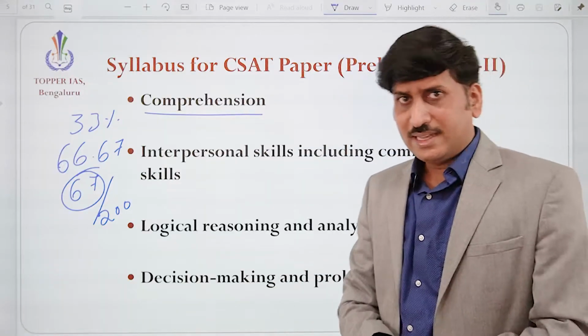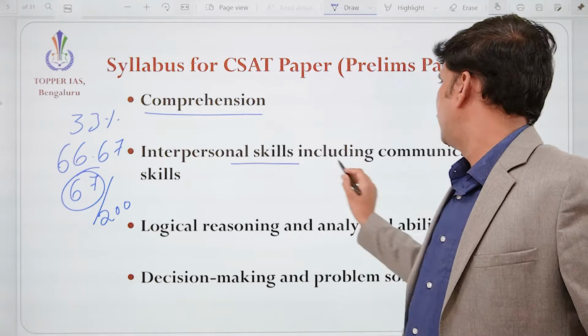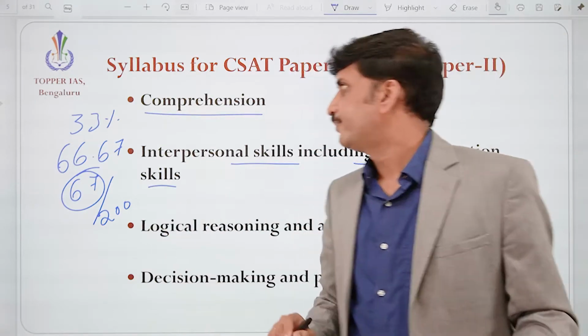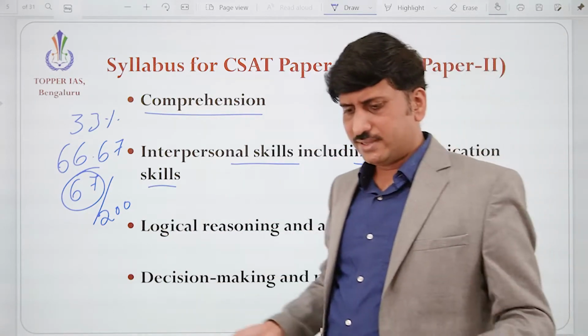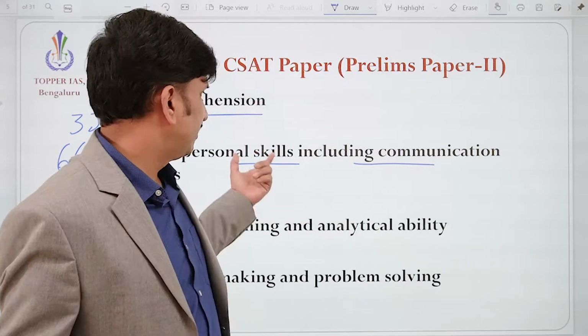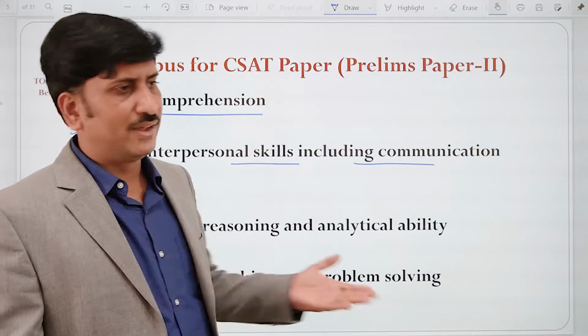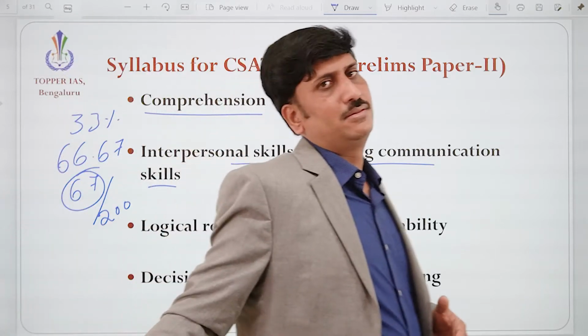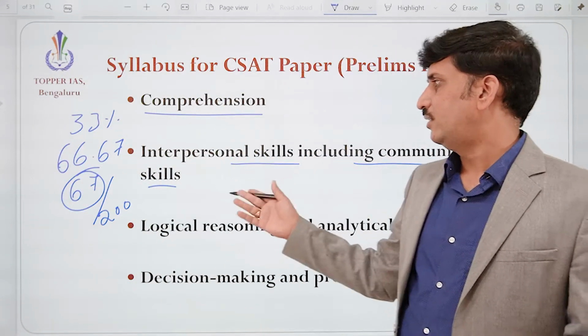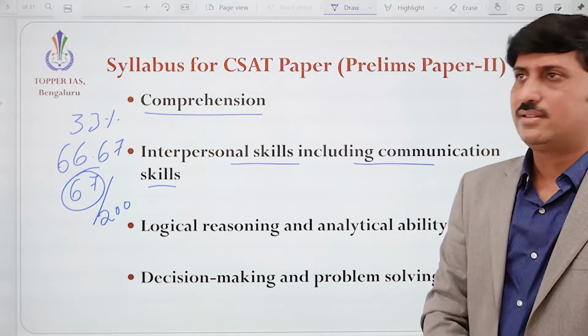The next part is interpersonal skills, including communication skills. Nowadays they are not asking questions from this topic, but don't think they will never ask. They may come back and give questions on interpersonal skills and communication skills.